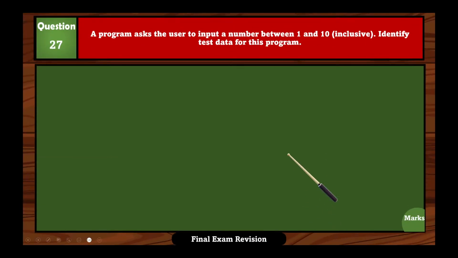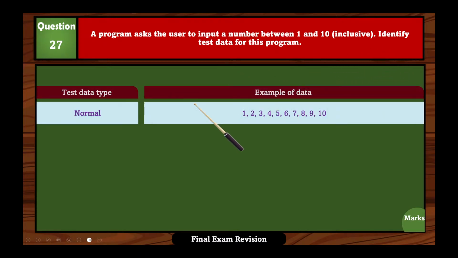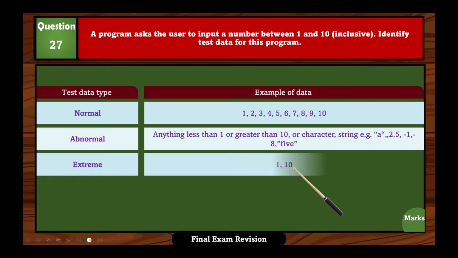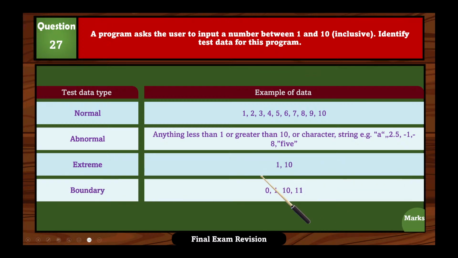Okay, question 27. A program asks the user to input a number between 1 and 10 inclusive. Identify the test data for this program. Normal data for this program is 1, 2, 3, 4, 5, 6, 7, 8, 9, 10. Abnormal data, anything less than 1 or greater than 10, or any character or string, for example A, 2.5, 8, -1, 5, etc. Extreme data, 1 and 10. Boundary data is 0 and 1 and 10 and 11.